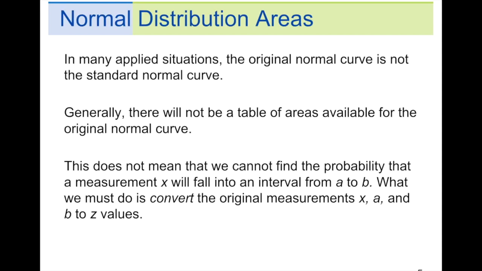In many applied situations, the original normal curve is not the standard normal curve. Generally, there will not be a table of areas available for the original normal curve. This does not mean that we cannot find the probability that a measurement x will fall into an interval from a to b. What we must do is convert the original measurements x, a, and b to z-values. So you're not going to have the standard normal curve that has all the z-scores. You're going to have raw scores that you have to turn into z-scores.